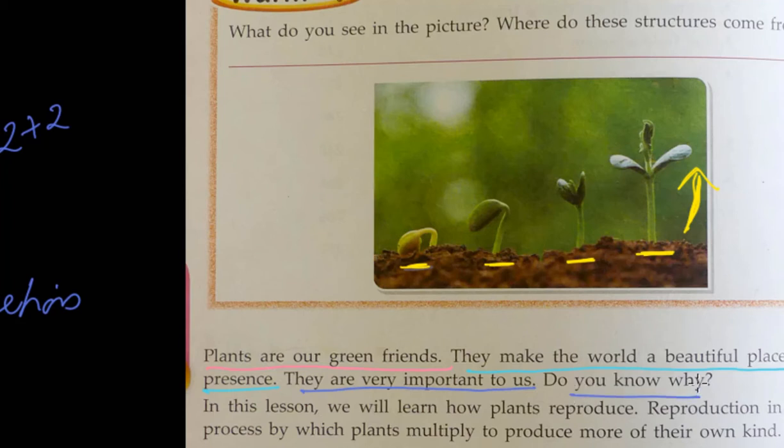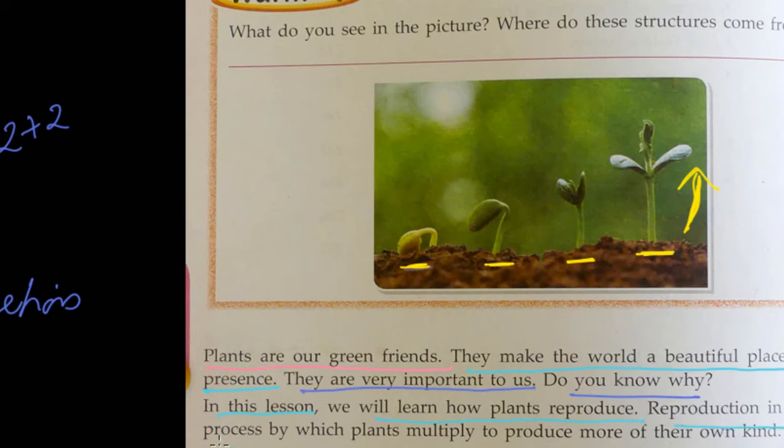Do you know why they are important? They are important to us because they give us oxygen, right? They maintain the temperature. See, it's very hot nowadays, it's summer. So plants help us maintain this temperature by keeping the environment cool. Now, in this lesson, we will learn how plants reproduce.